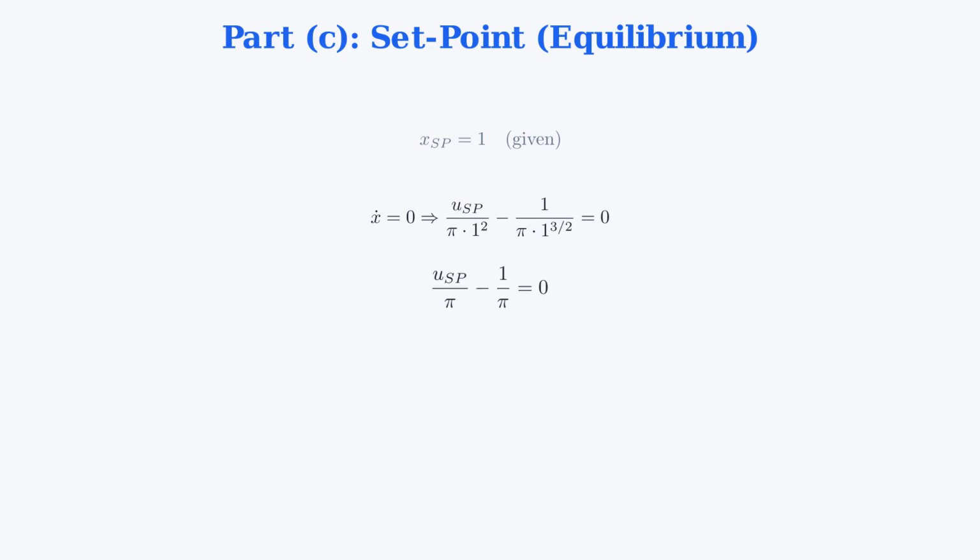u set point divided by pi times 1 squared minus 1 divided by pi times 1 to the power 3/2 equals 0. This simplifies to u set point over pi minus 1/pi equals 0. Therefore, u set point equals 1. Our set point is x equals 1 and u equals 1.